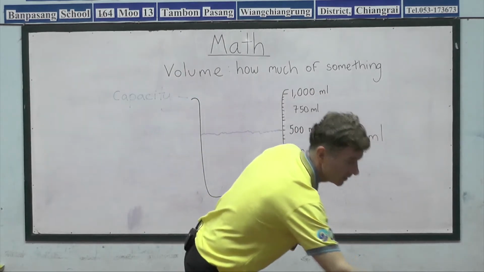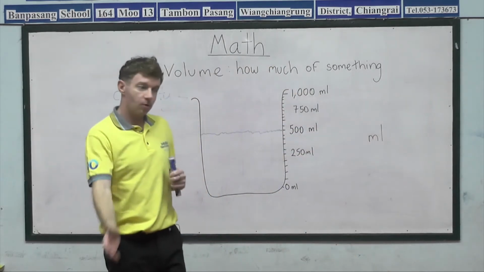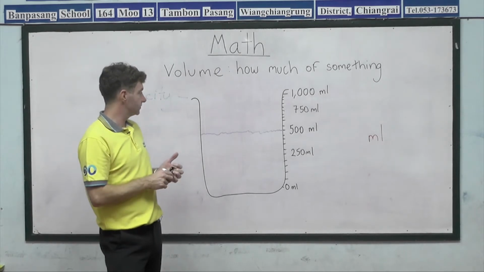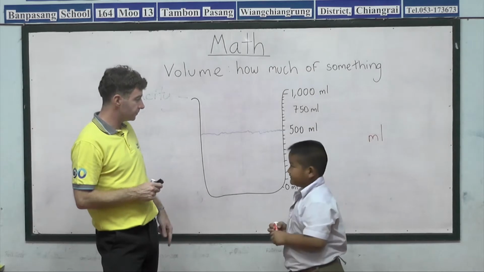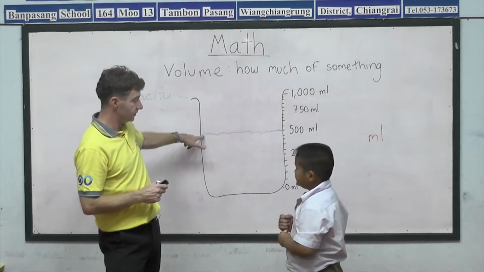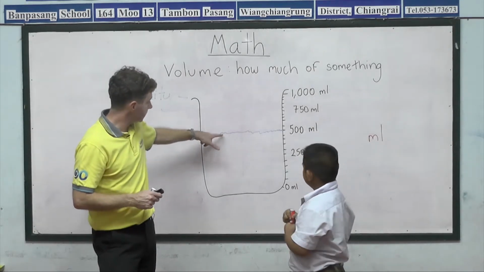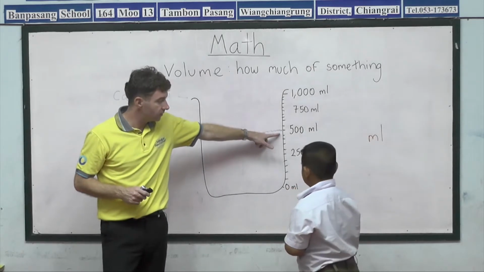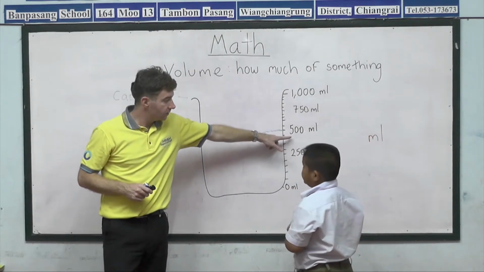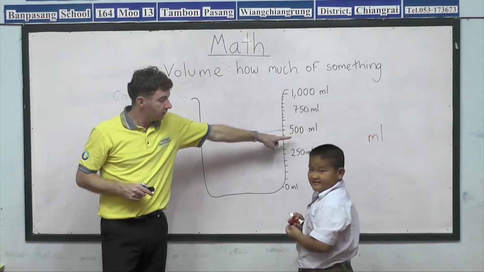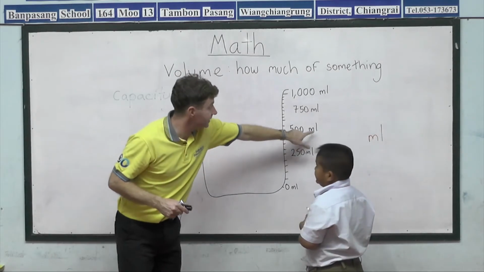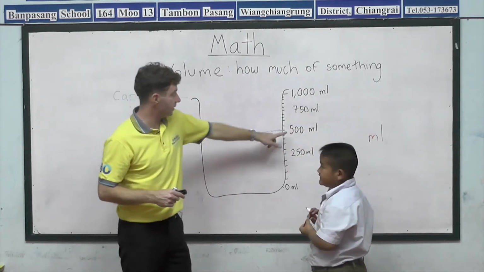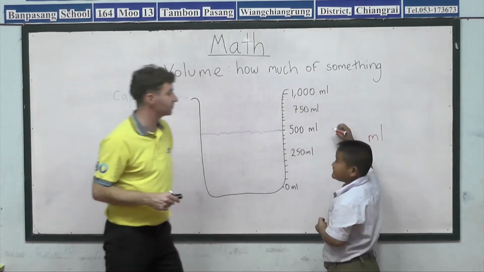Net. Come and join teacher at the front. Where is our water level now? Can you see here, the line? This is our water, and it goes across to 500 milliliters. So can you write these figures in here next to ml?